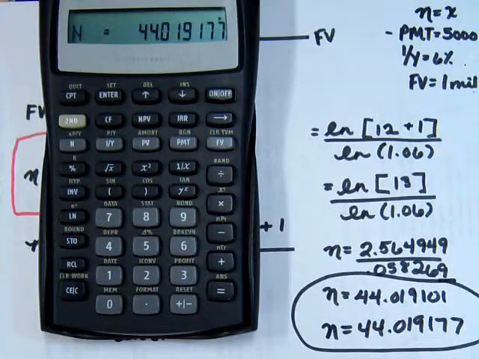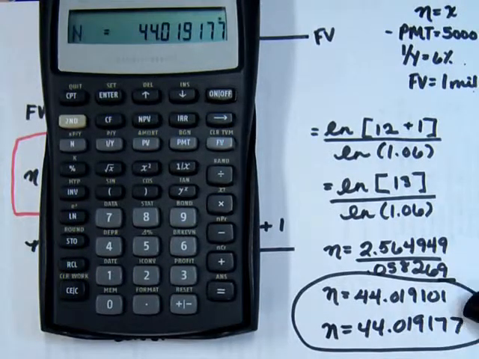Now you will notice that whenever you use more than one method, you might end up with a slightly different answer that, when rounded properly, matches. So you'll have to evaluate your answers carefully to make sure that they match.